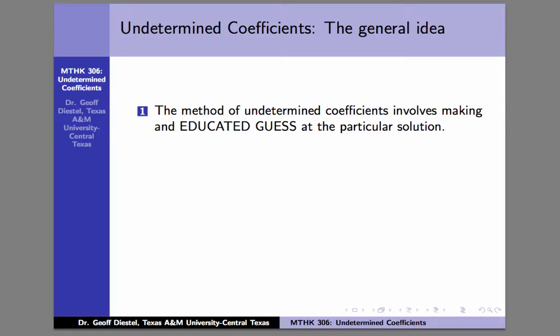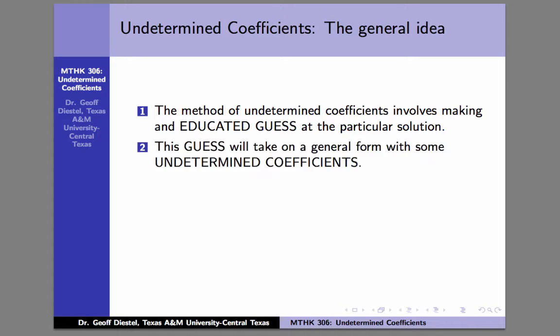So here's the general idea of the method. Basically, we're going to make an educated guess at what y sub p is. This makes the method not too difficult, but you have to get used to understanding how we make this educated guess. The guess takes on some general form with unknown constants, or undetermined coefficients. That's where this method gets its name.